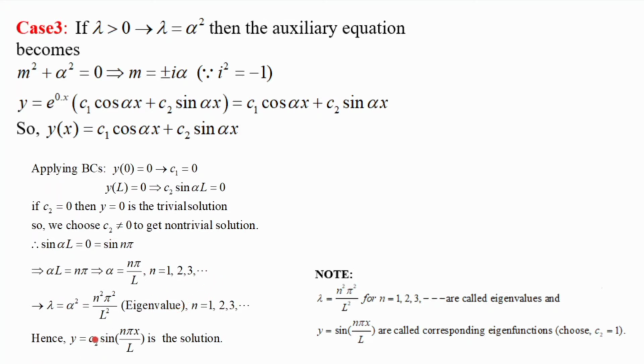And our obtained solution is y equal to C2 sin alpha x, that means y equal to C2 sin (n pi x by L) is our obtained solution. Here n can be 1, 2, 3. So that means we get a set of solutions. This solution is also called an eigenfunction, for n equal to 1, 2, 3 and so on.